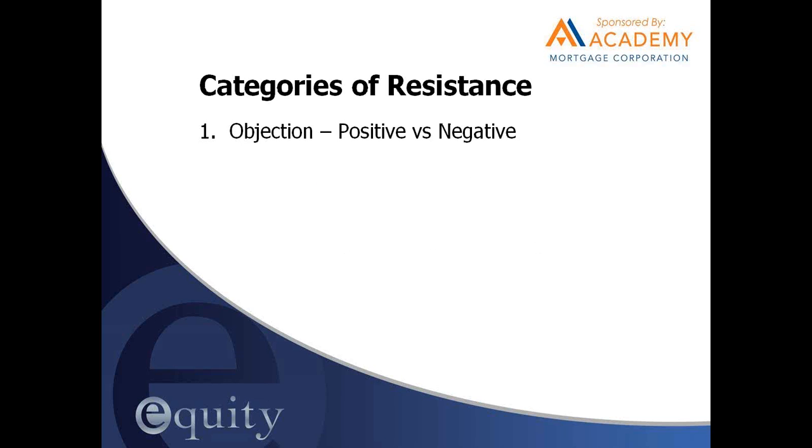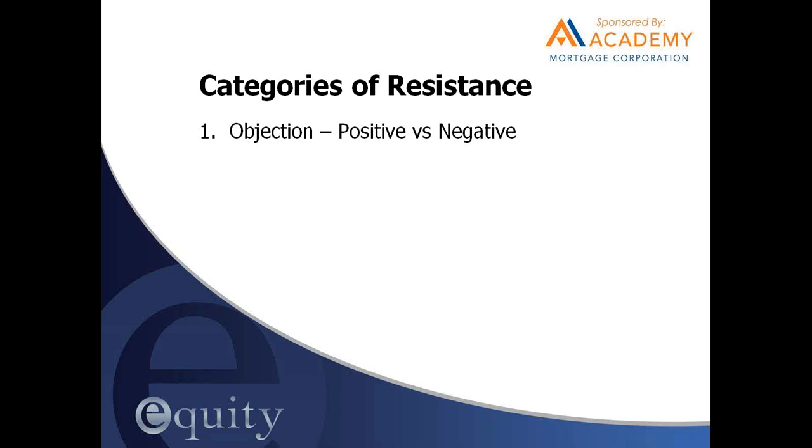Okay, first of all, let's identify 3 different categories of resistance. Not everything is an objection that we can't overcome, or, well, there's just different areas of resistance. Okay, so let's talk about these. The first is an objection. Now, this is positive versus negative.